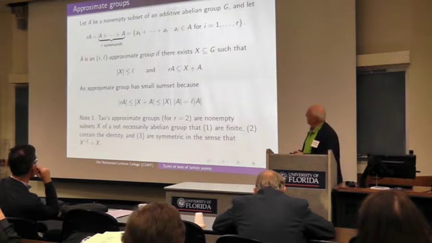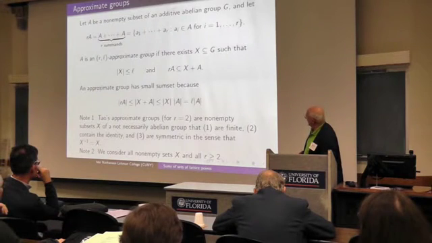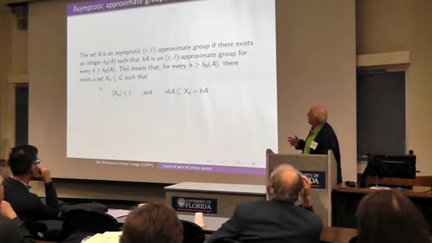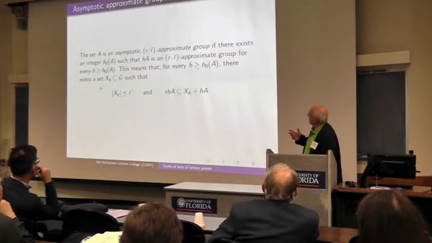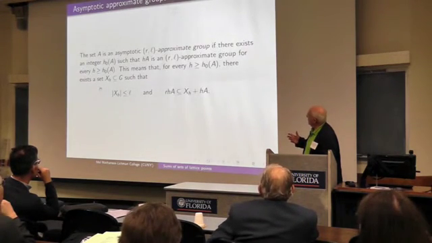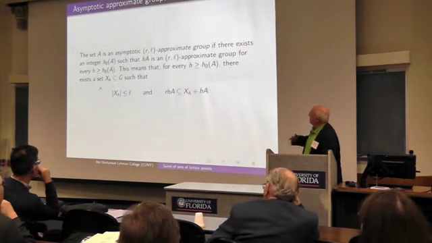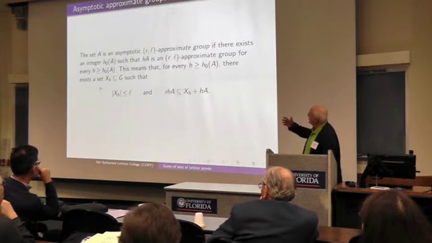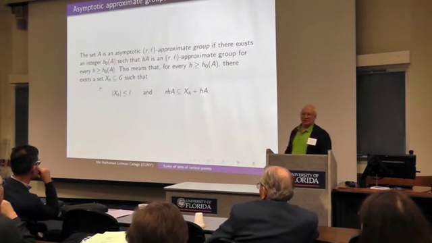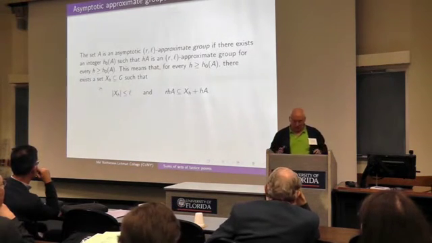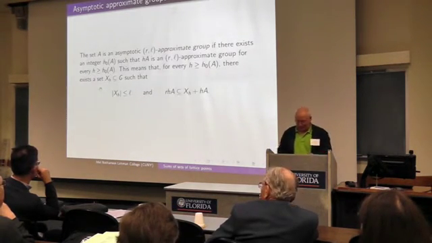So I call that an asymptotic approximate group. This just means that you have some set A such that if you add it to itself h naught times or anything more than h naught times, every sum set from a certain point on is an approximate group. So that's sort of the asymptotics. The set itself is not an approximate group, but eventually it is.